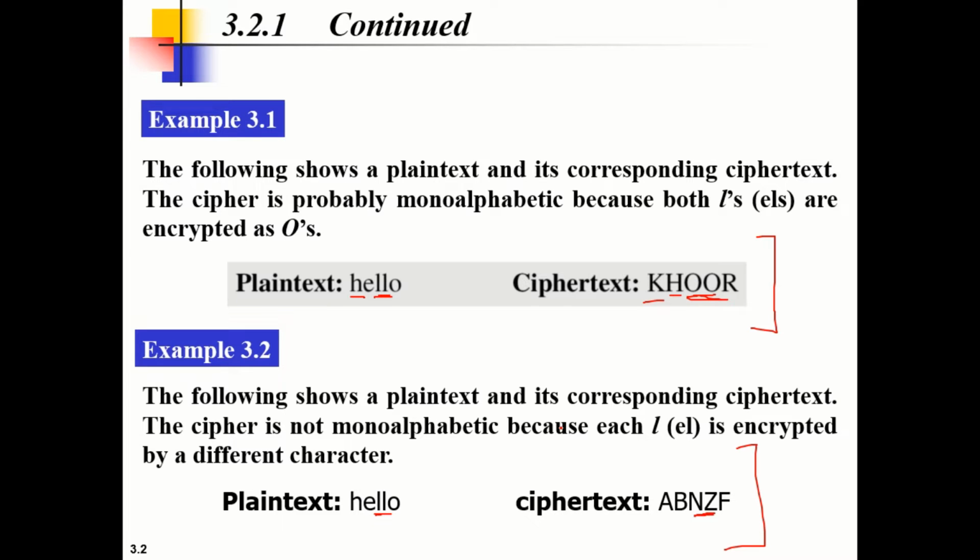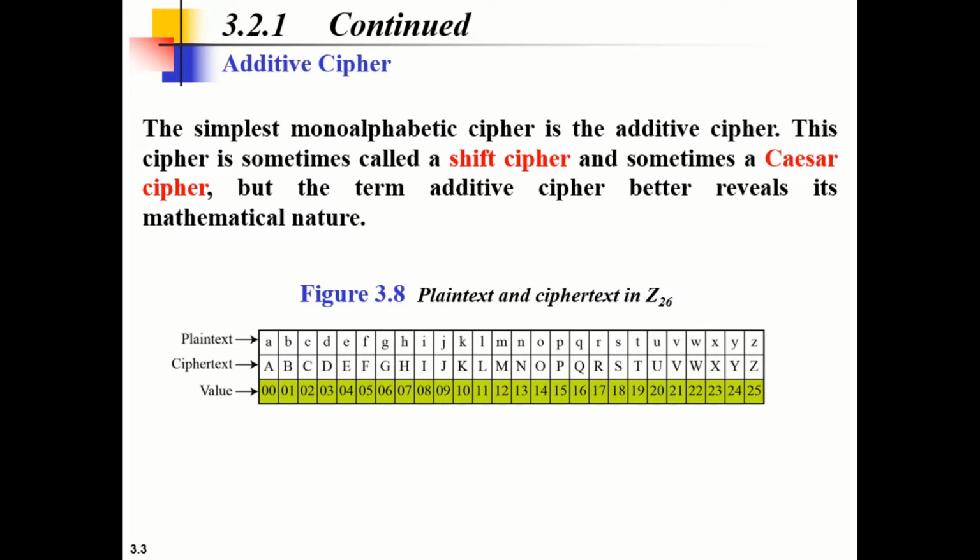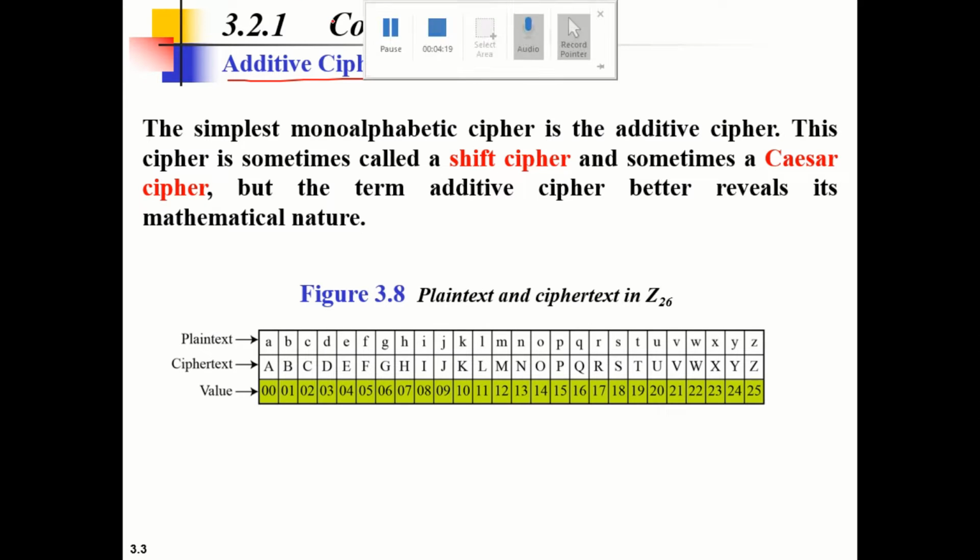Now under this monoalphabetic technique of cryptography, we have various other techniques which we will be discussing in today's class. The very first one is called the additive cipher. Okay, we have the additive cipher, the multiplicative cipher, the affine cipher, and the monoalphabetic substitution. One by one we will be discussing all these cipher techniques.